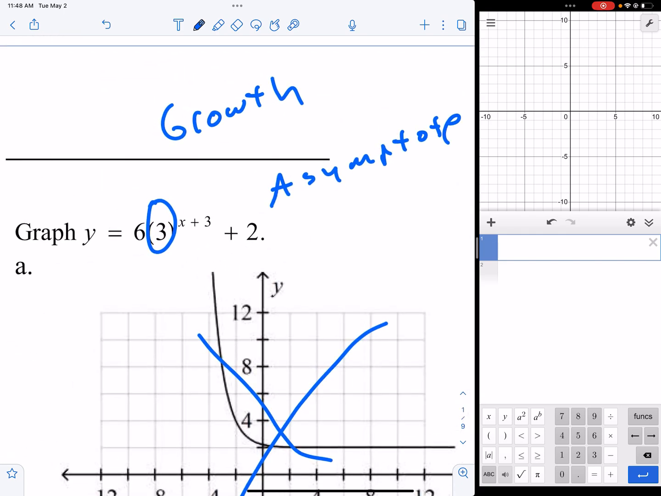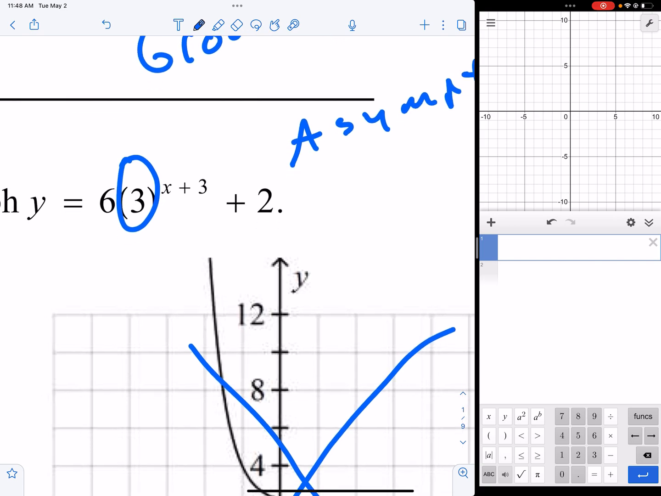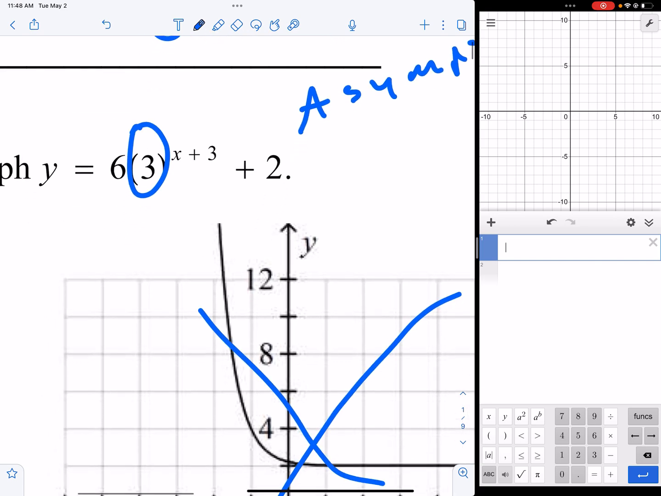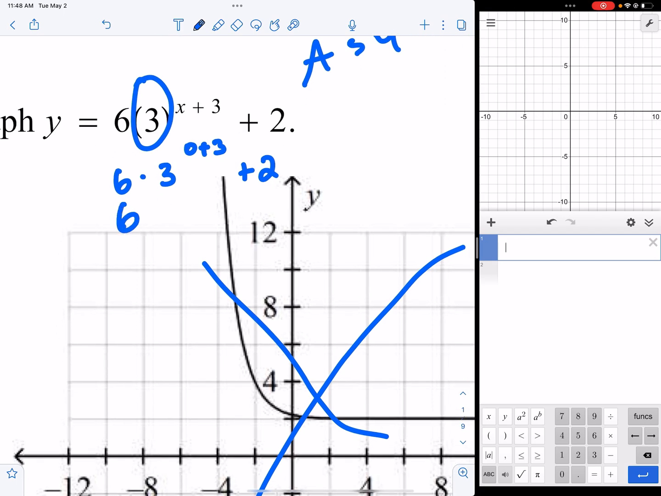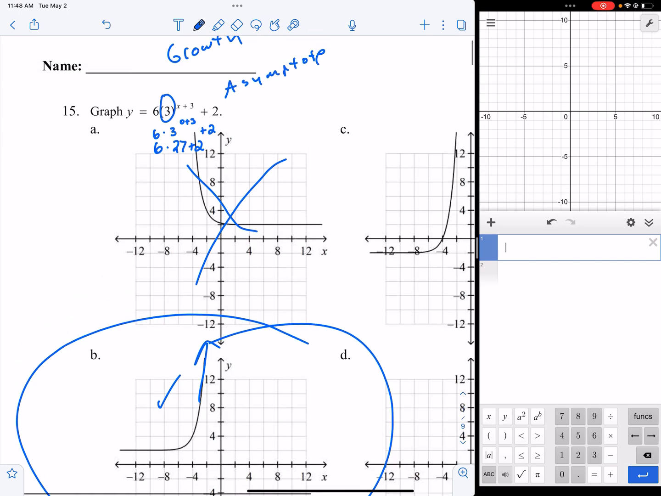But if we had to find the y-intercept, okay, you plug 0 in for x. So this would be 6 times 3 to the 0 plus 3 plus 2. So 6 times 3 to the 3 is 27 plus 2. So whatever that is, that's a big number, which is why this graph goes up and up and up and doesn't show you. Okay?